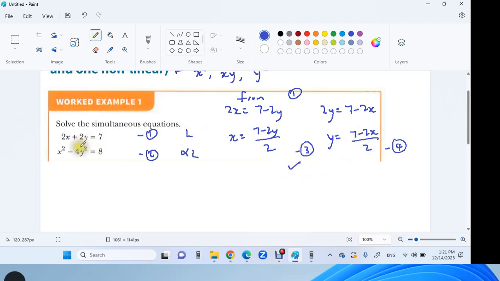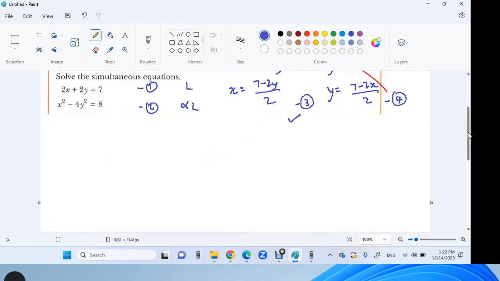Why? Because we observe equation number 2 here. We have x squared minus 4y squared equal to 8. If we substitute y squared here, after you expand the y squared, you still have to multiply with the negative 4 inside. Then you have one extra step that you need to do, because there is a coefficient in front of the y squared. So in this case, I will choose this one.